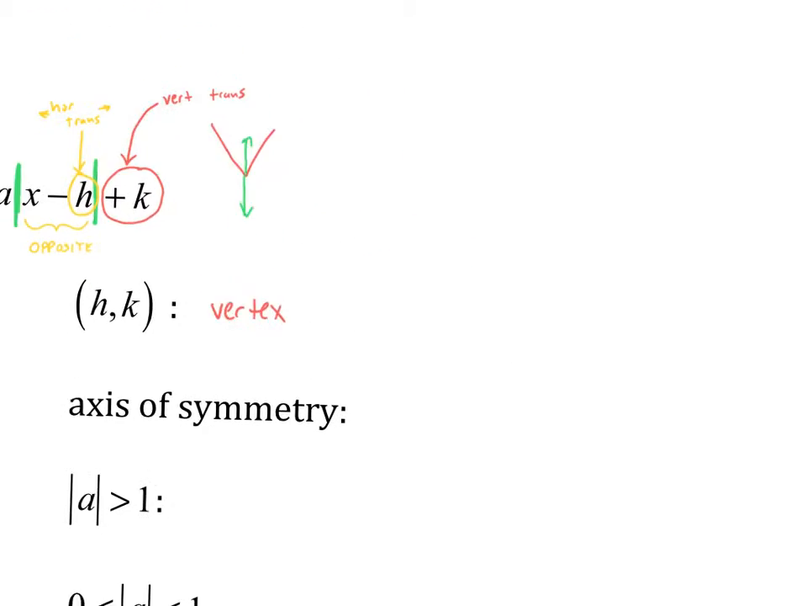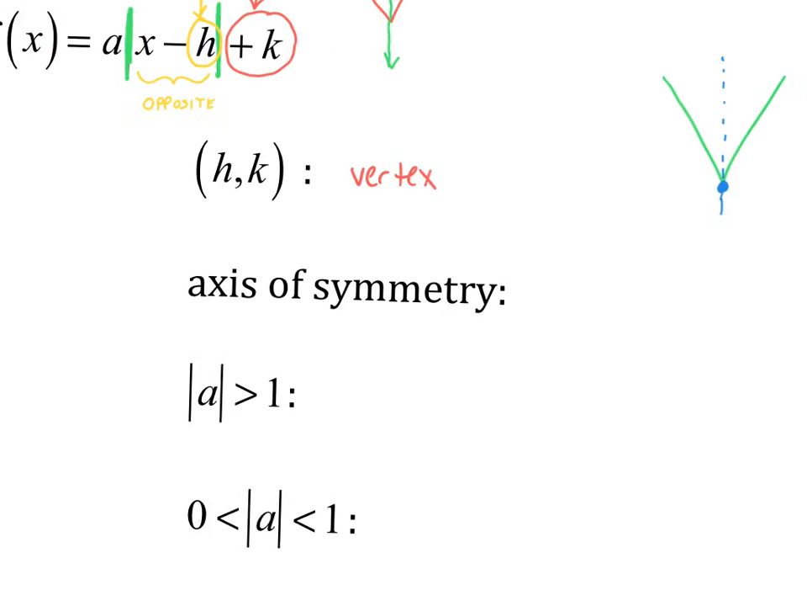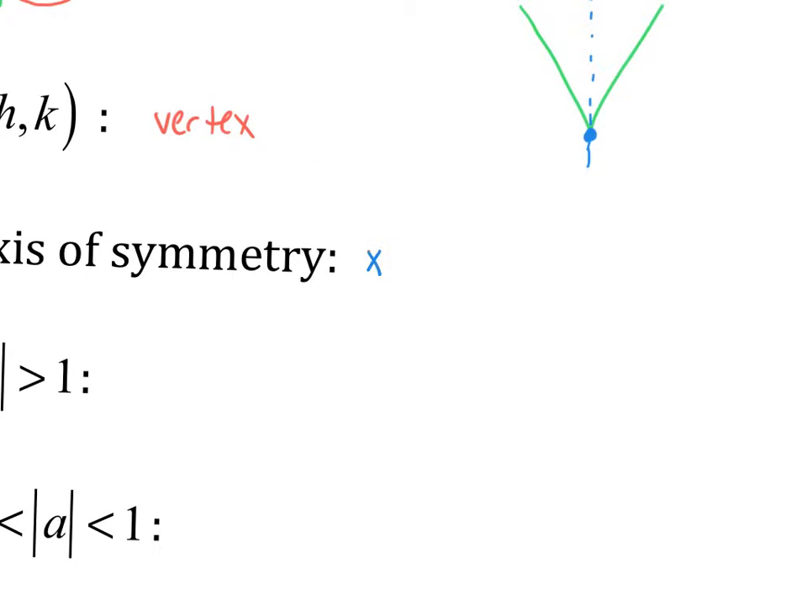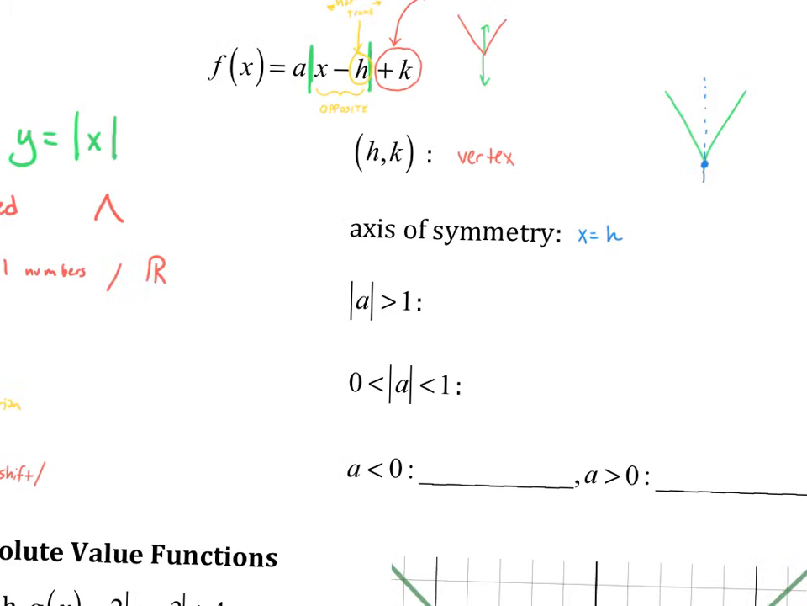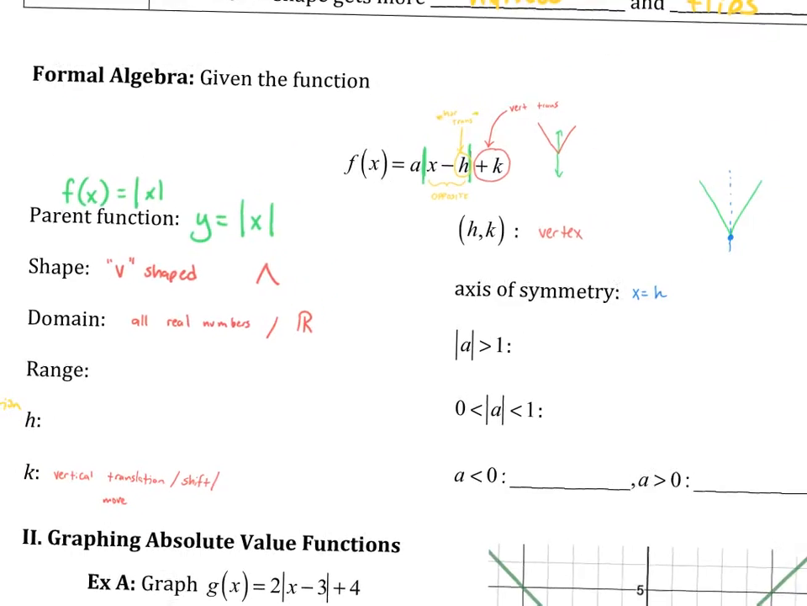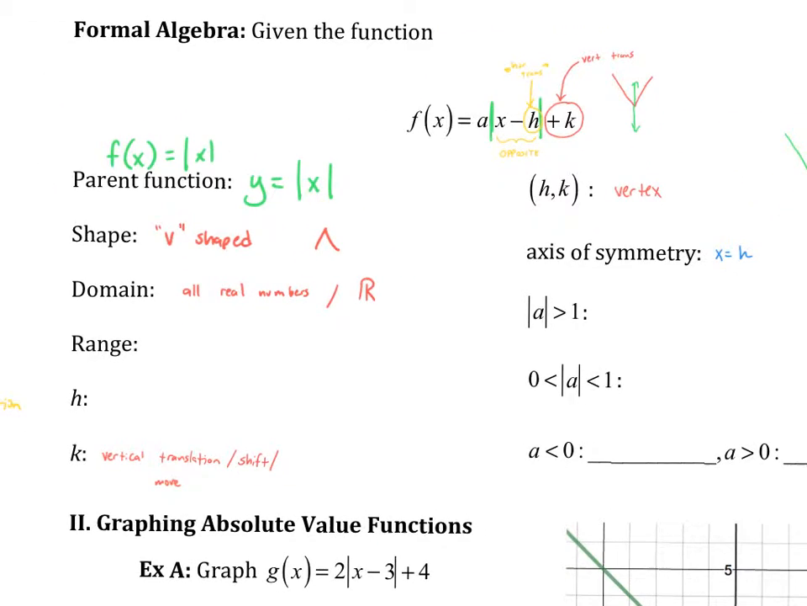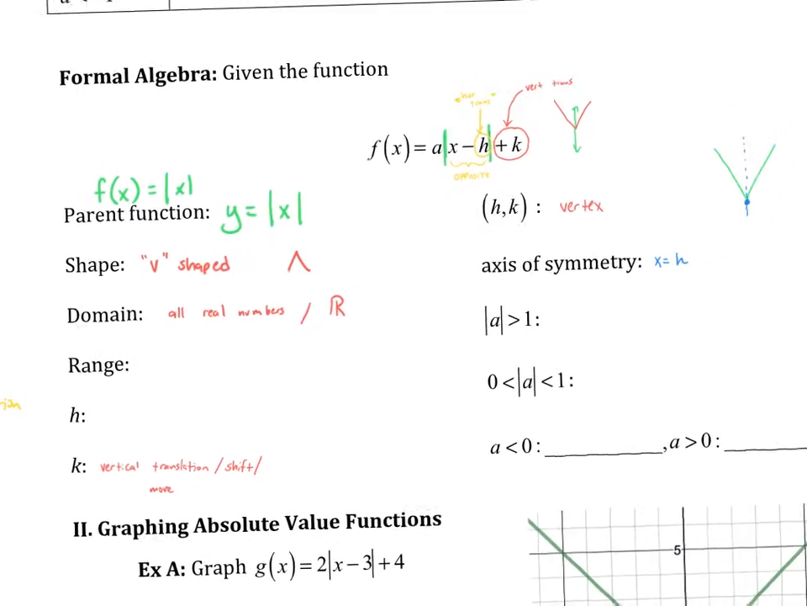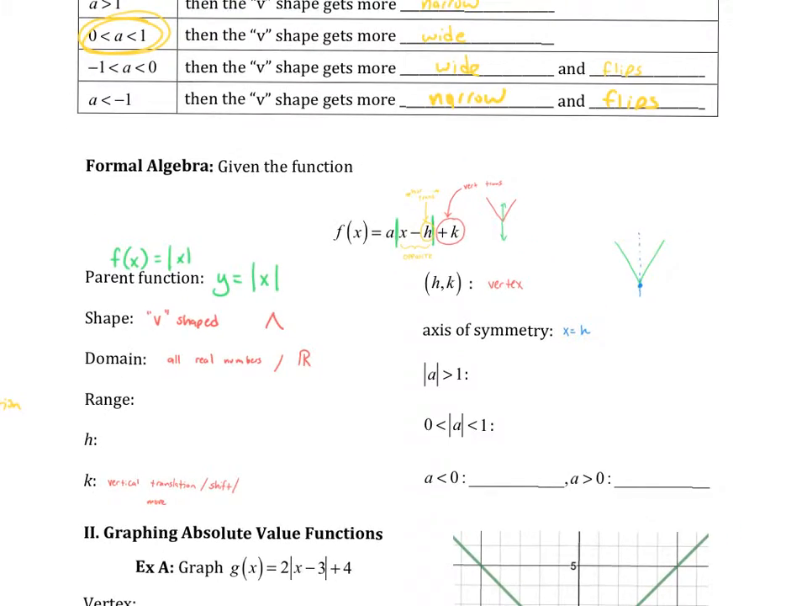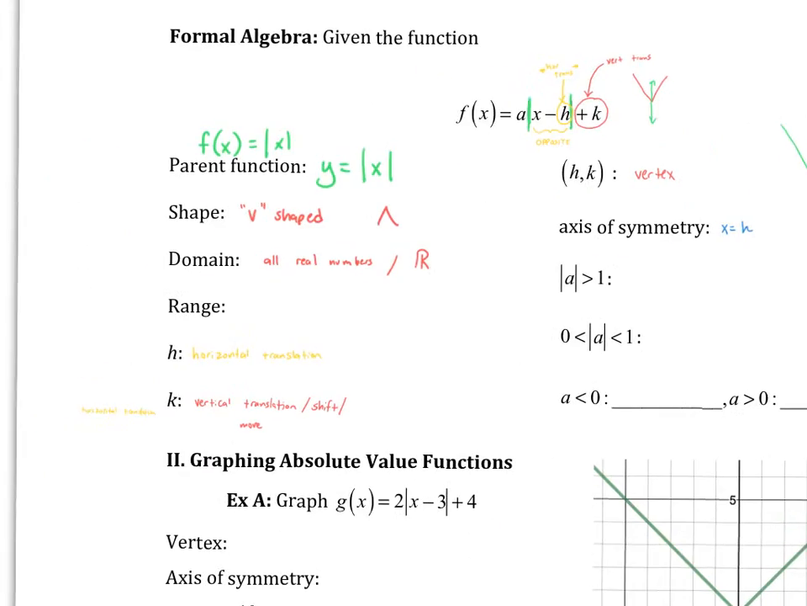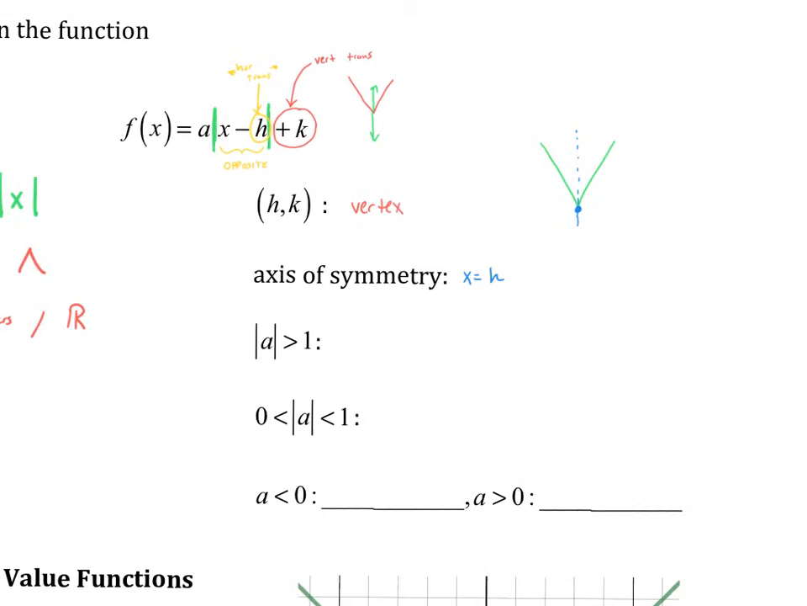And next, the axis of symmetry. If this is my V, the axis of symmetry is the vertical line that passes through the vertex. So that means it's always going to be x is equal to whatever h is. Okay, now that brings me also to my range. But let's pause, actually.